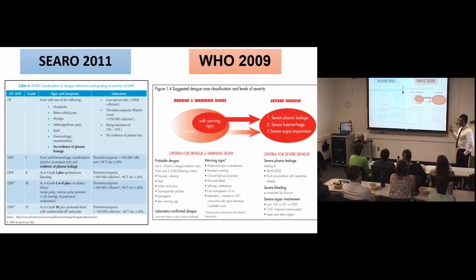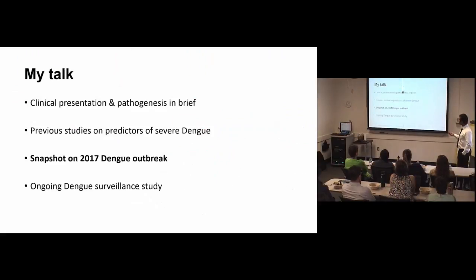So then again, the SEARO classification 2011 came in, and they categorized 2 important parameters that we can specifically and objectively look for: evidence of plasma leakage and thrombocytopenia less than 100,000. So that is more objective.